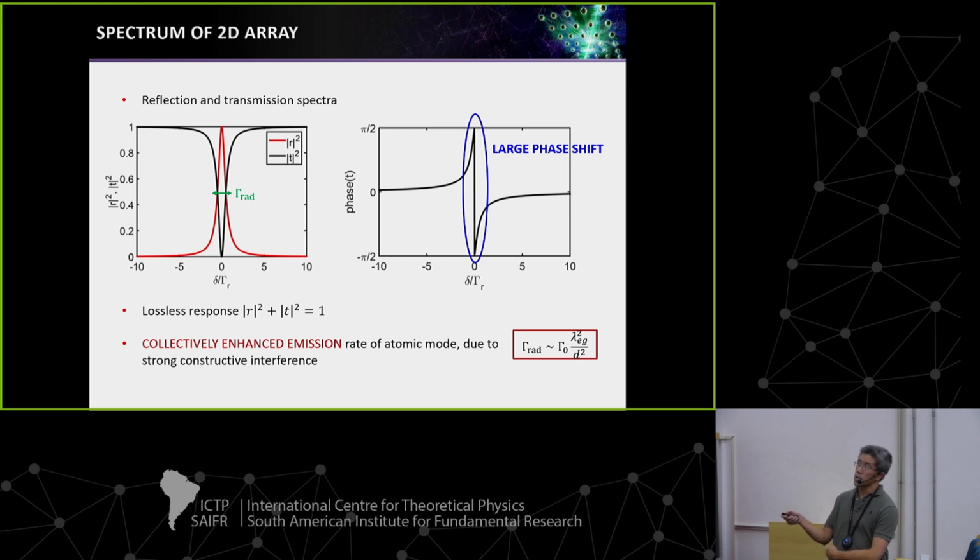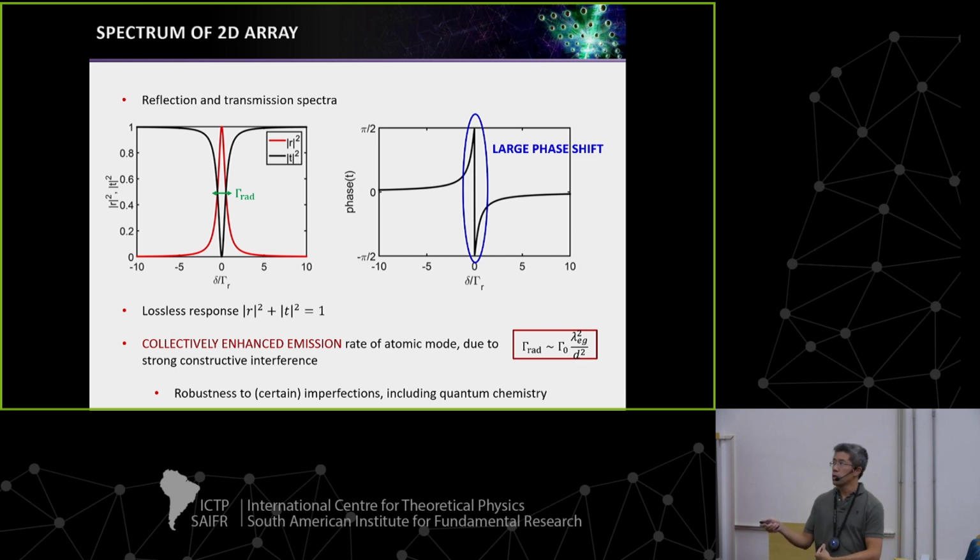One important thing is, if you calculate the line width of this resonance, it's not the single atom line width, because all the atoms are radiating in phase. So you have a very strong constructive interference. In fact, this collective mode is radiating light at a rate proportional to the single atom emission rate times lambda over d squared. So as you make the lattice constant smaller and smaller, this mode radiates light more and more efficiently. And that actually makes this effect robust to certain imperfections, including those which arise from quantum chemistry, which I'll explain in a little bit.